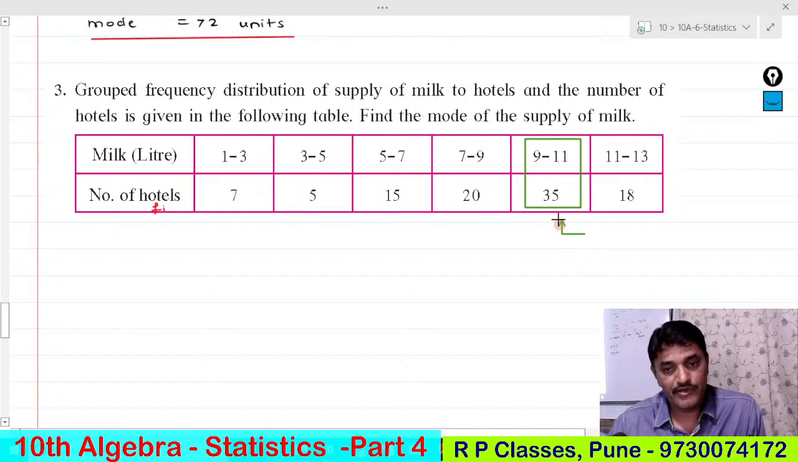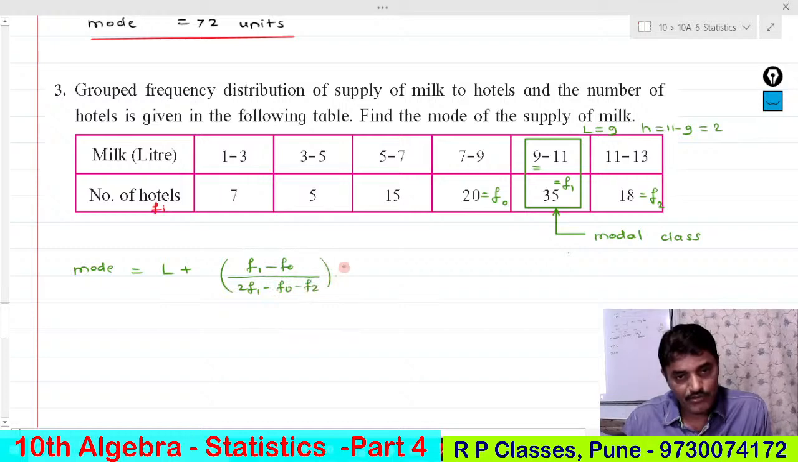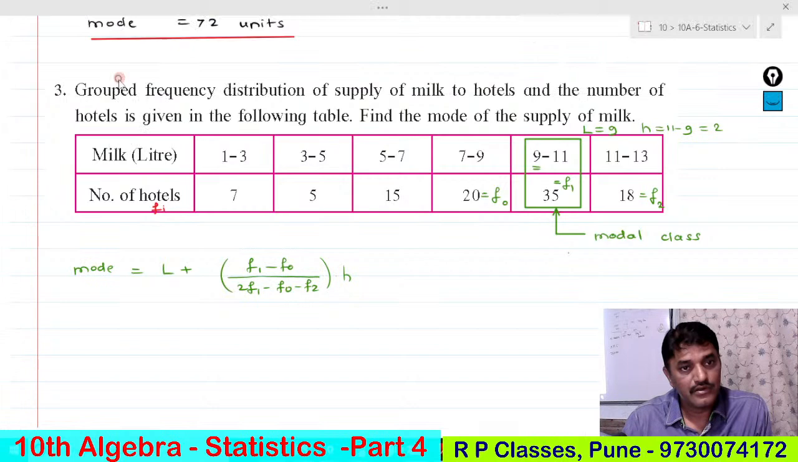If that is the model class, then we have to write down what is the model class. Frequency of the model class is f1. Frequency of the class preceding the model class is f0. Frequency of the class succeeding the model class is f2. L, the lower limit, is 9 and h is 11 minus 9, that is equal to 2. The formula for the mode is given by mode is equal to L plus (f1 minus f0) divided by (2 times f1 minus f0 minus f2) into h. So that is the formula for the mode.